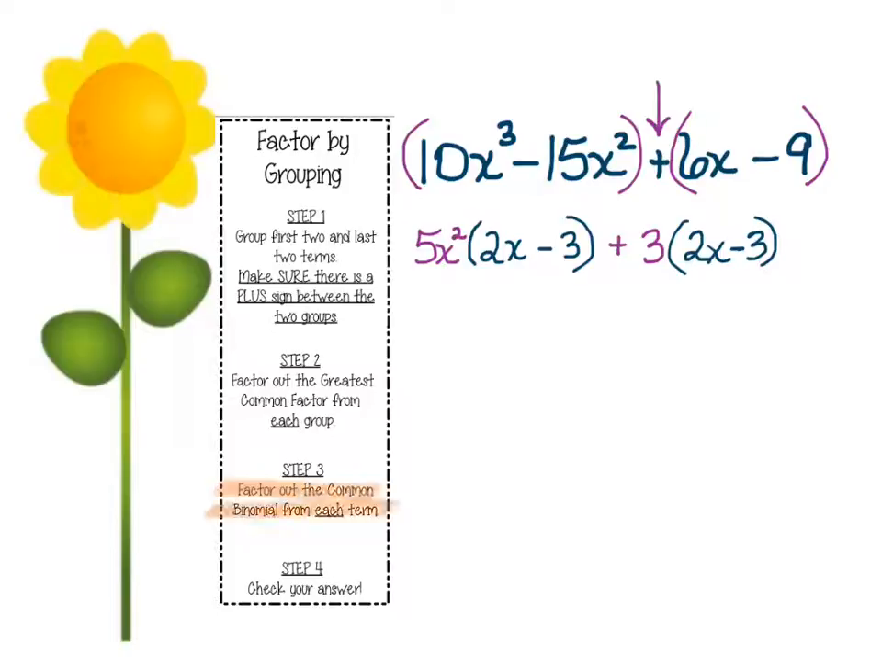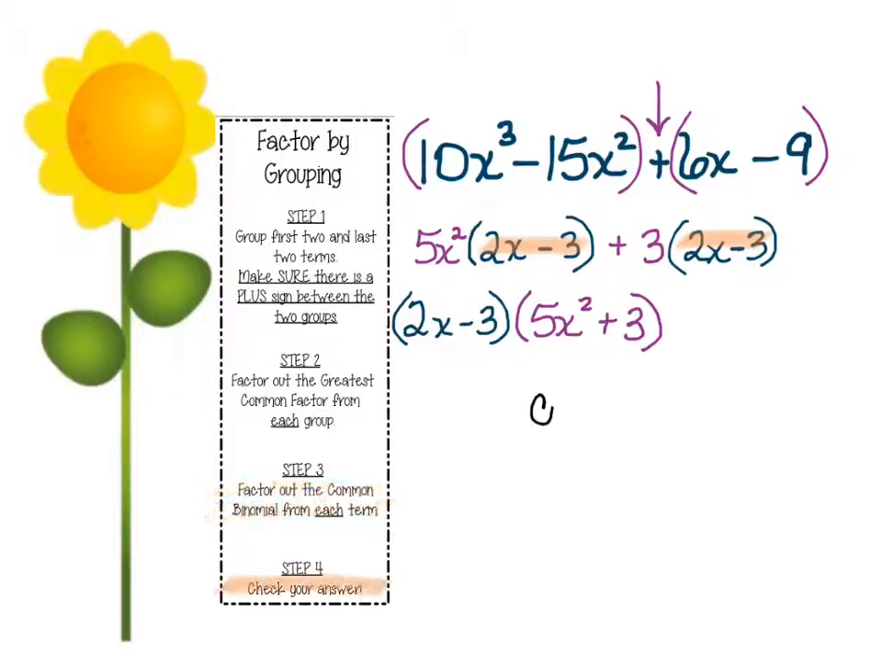In the next step, I'm asked to factor out the common binomial from each term. So again, using color here, it helps you to see the common binomial is 2x minus 3. When you remove it from each term, and remember, a term is separated by plus or minus sign. So this right here is one big term, and this right here is the second big term. When you remove it from each term, what you have left is left in purple: 5x squared plus 3.